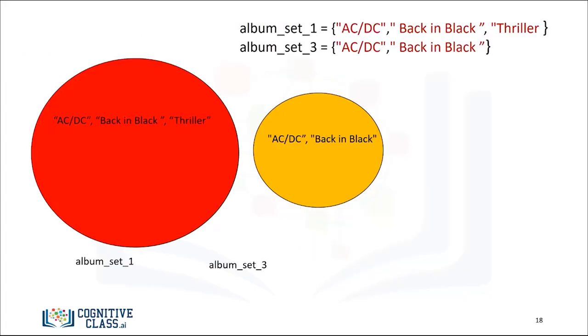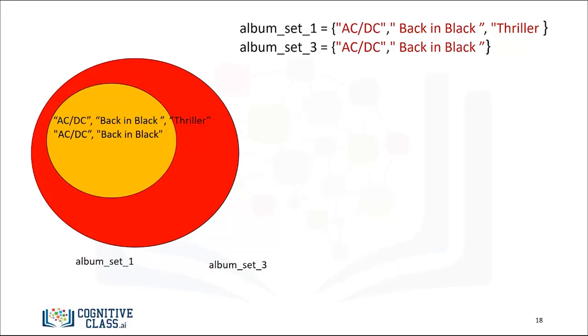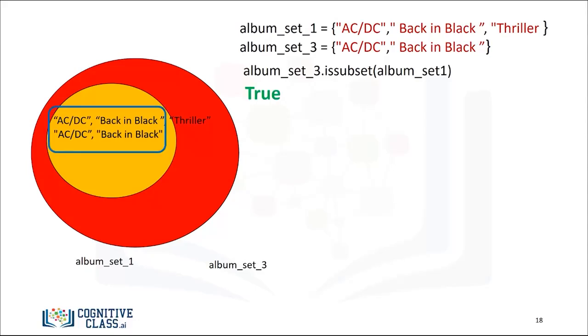Consider the new album set 3. The set contains the elements ACDC and Back in Black. We can represent this with a Venn diagram, as all the elements in album set 3 are in album set 1. The circle representing album set 1 encapsulates the circle representing album set 3. We can check if a set is a subset using the issubset method. As album set 3 is a subset of album set 1, the result is true.